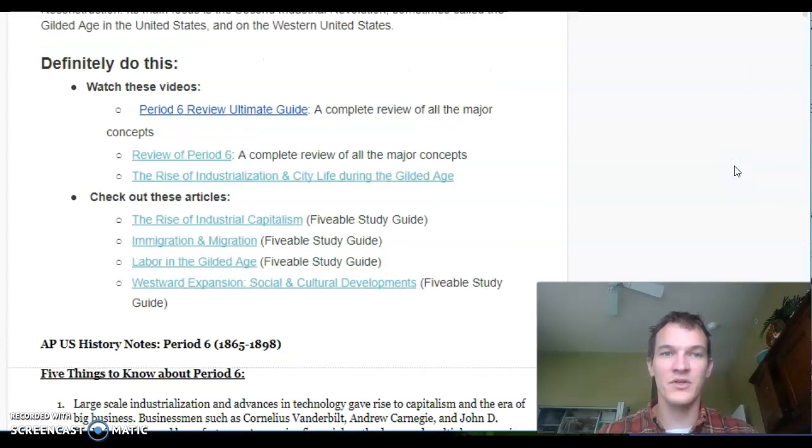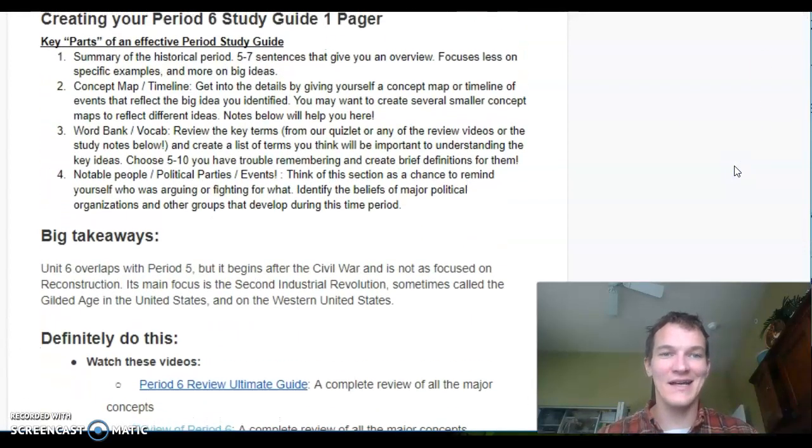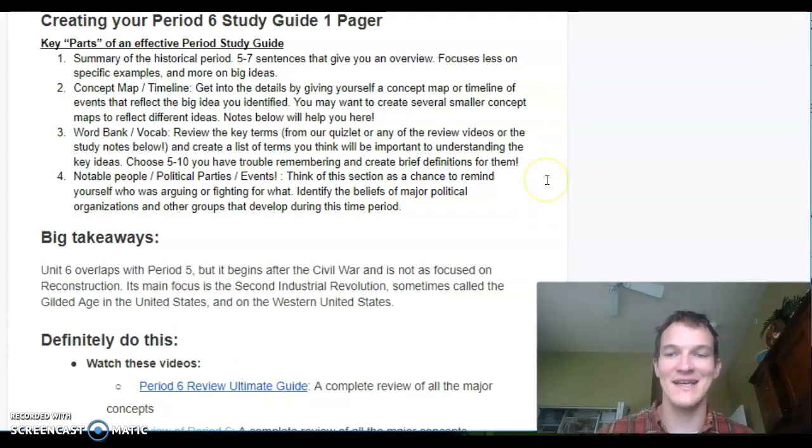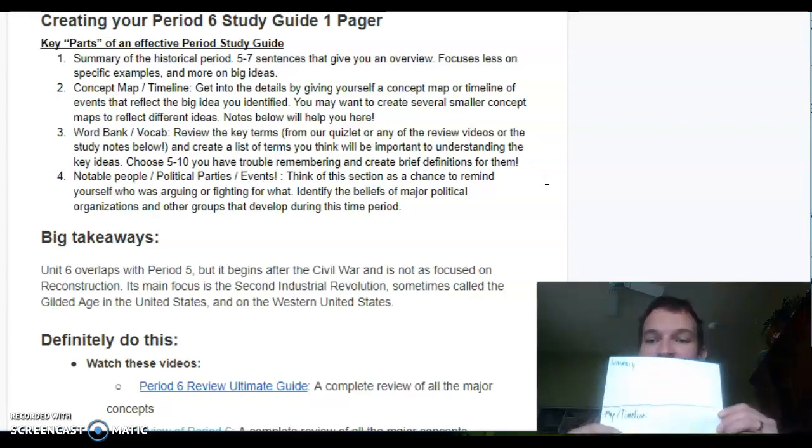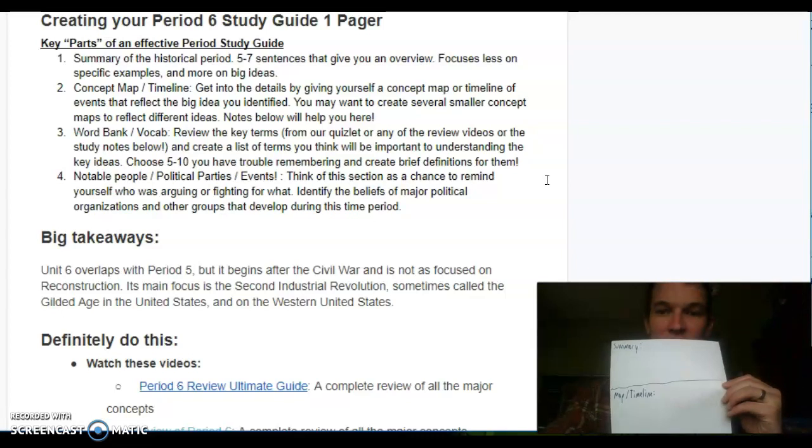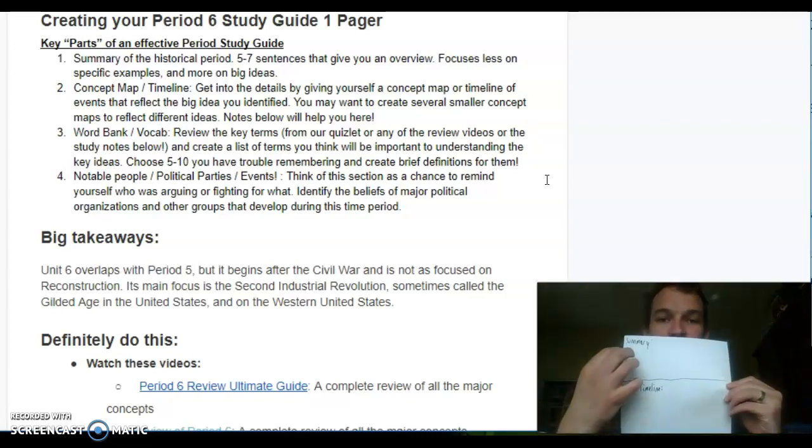So what are you doing? You are making a study guide for period 6 that has everything you need on it for period 6. Your study guide has to have a summary. Okay, that's the first thing. Big overview in your own words of period 6.